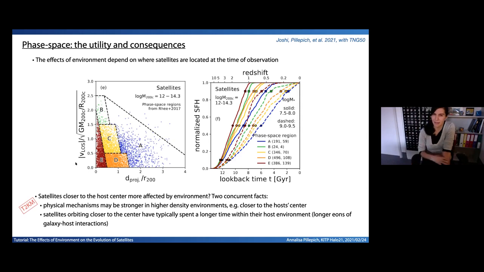And then again, this gives us something to think about. Satellites closer to the host centers, yes, are more affected by the environment, but this is maybe for two reasons. Physical mechanisms like ram pressure stripping may be stronger in higher density environments, and therefore closer to the host center. And satellites orbiting closer to the centers have typically spent a longer time, and so they have longer aeons, billions of years, of host-galaxy interaction.